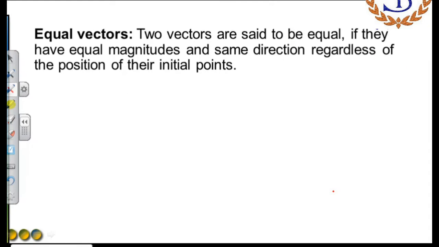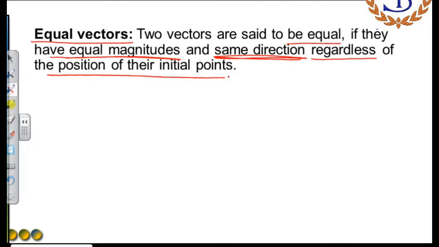Next type is equal vectors. So when two vectors are said to be equal, it's very simple. Two vectors are equal if they have equal magnitude and the same direction. If two vectors are having the same direction, same magnitude, then they are known as equal vectors. But one thing, it is regardless of the position of the initial point.